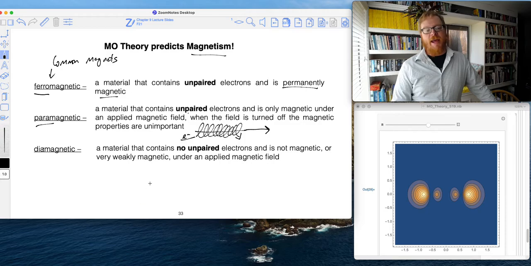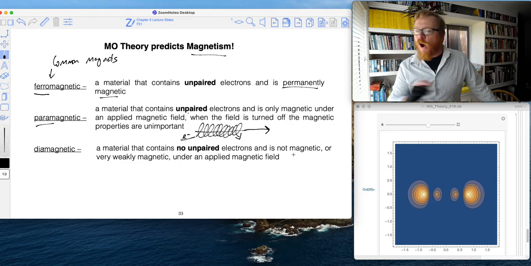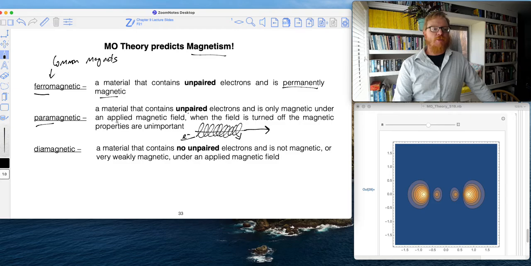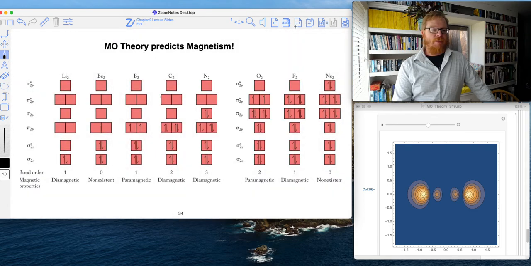Diamagnetic is a material that contains no unpaired electrons and is not magnetic at all, no matter what. Okay, so let's look at some things in MO theory and see if it can predict this stuff. This is also pretty cool. Another cool way to see how our series of pi and sigma bonds changes throughout the periodic table.